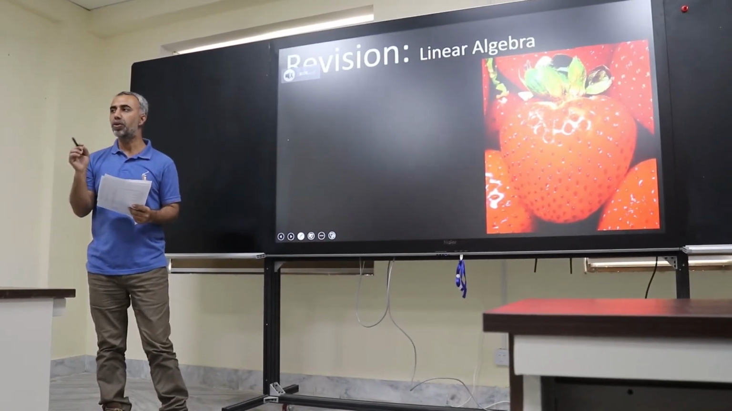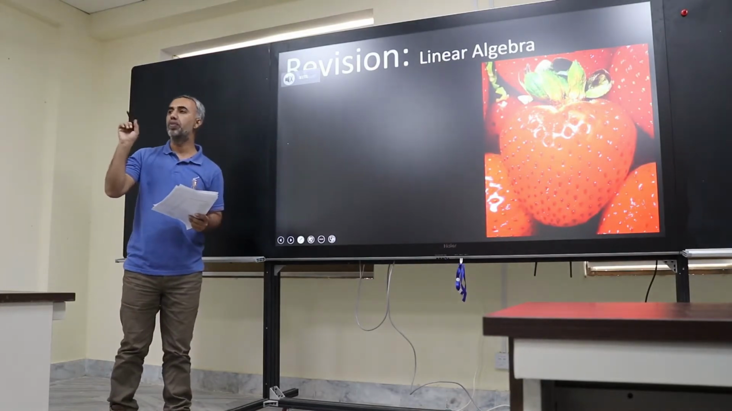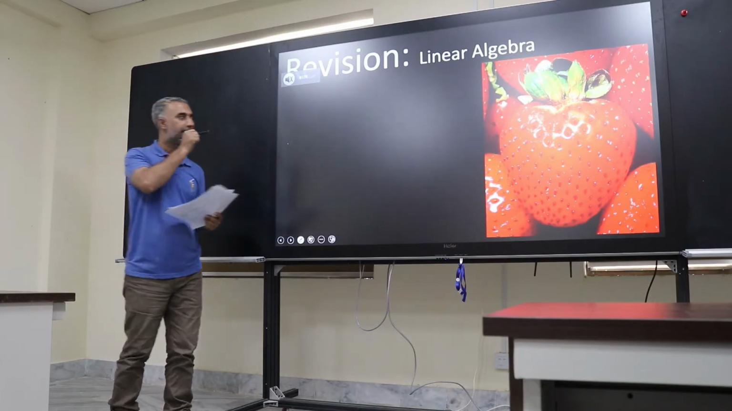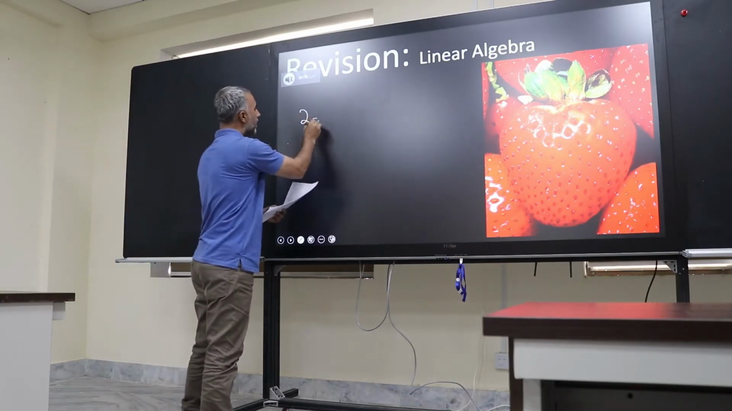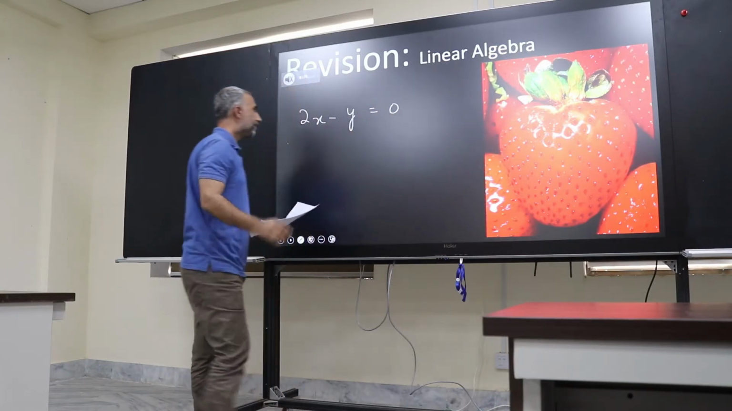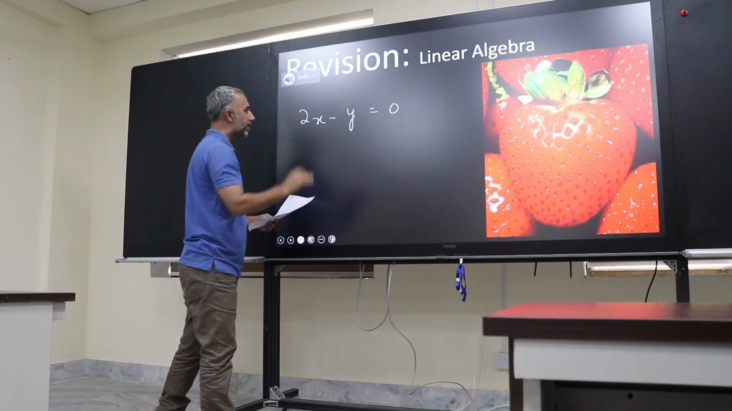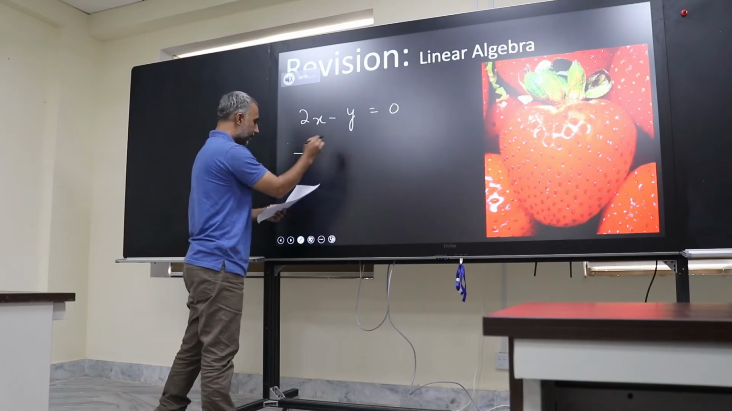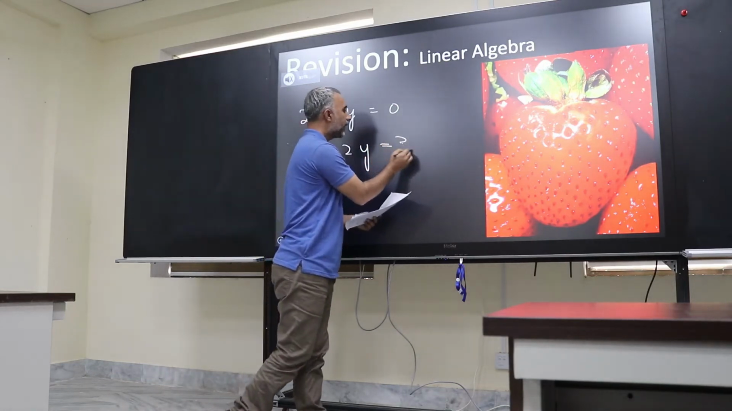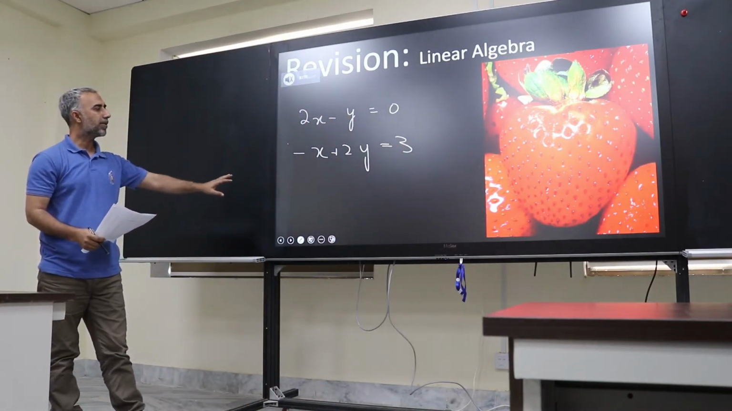In the two-dimensional case, we need two equations. Two equations represent two problems. The nature of the two problems belongs to the same domain. So, if we see 2x minus y equal to 0, this belongs to some pattern that is representing one vector, and the other, you can say, is minus x plus 2y equal to 3. This represents another problem in terms of equations.